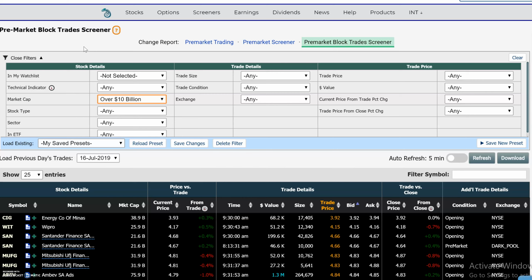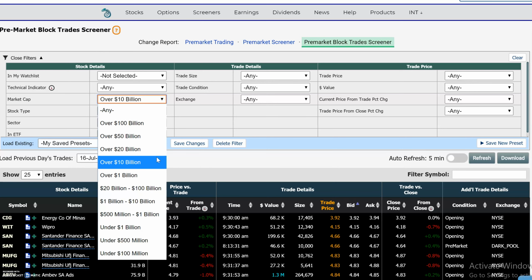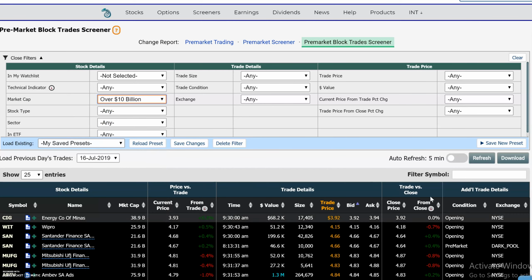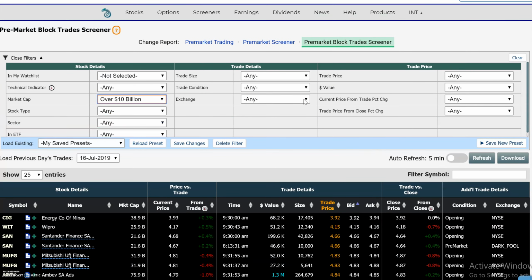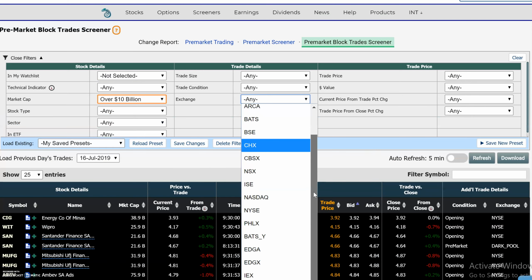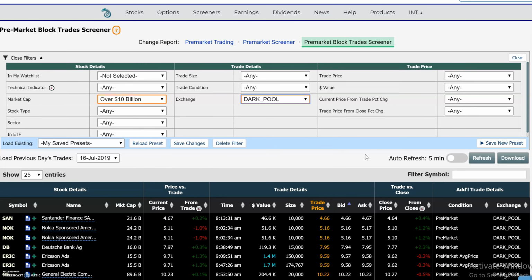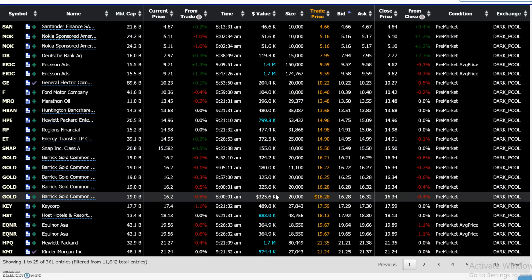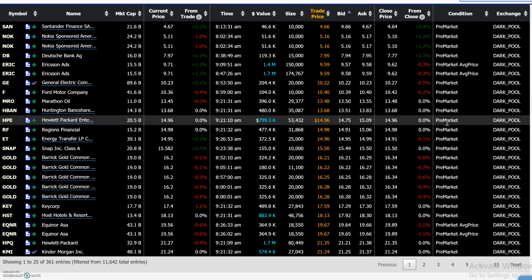So let's go into a screen and give an example. I set the market cap to 10 billion, but you could have any market cap, low market cap. I just set it for this example at 10 billion. And let's look for trades that are happening in the dark pools. So I'm going to set this to just dark pool trades. And now we have a bunch of trades that are happening in the pre-market hours in the dark pool.